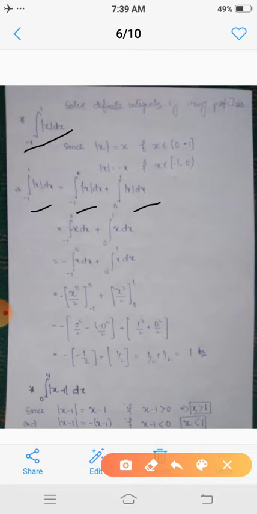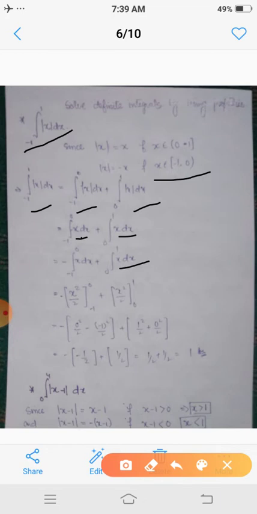Now in the interval minus 1 to 0, mod x is always minus x, which implies that when x belongs to minus 1 to 0, we can write mod x as minus x. And in the interval 0 to 1 it is positive, which implies that mod x is simply x. Now we can integrate: integral minus 1 to 0 of minus x dx is minus x square upon 2 from minus 1 to 0, and for integral 0 to 1 of x dx, it is x square upon 2 from 0 to 1.